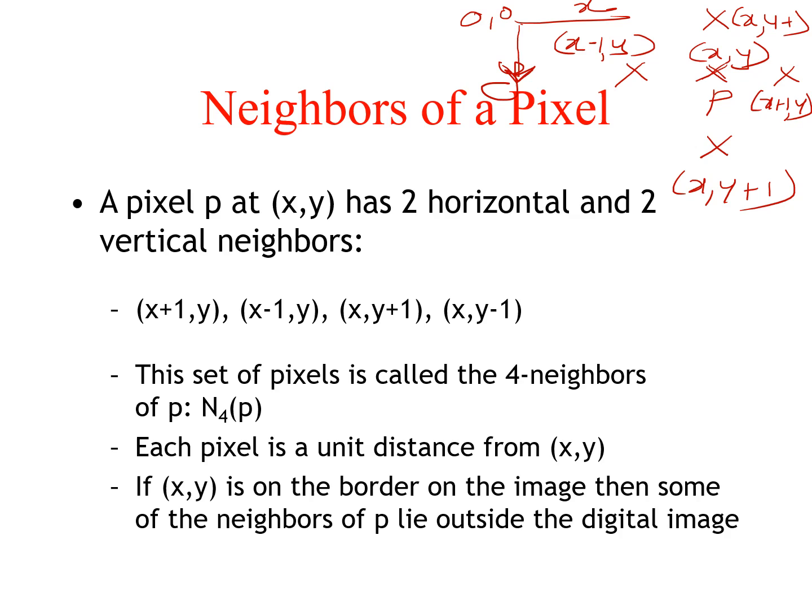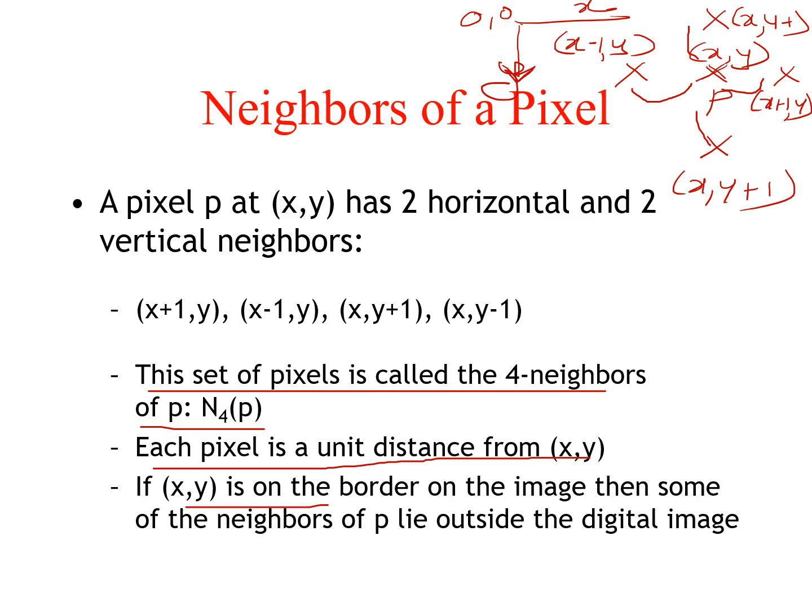So for any given pixel P having coordinates x and y, there will be two vertical and two horizontal neighbors. These two horizontal and two vertical neighbors are called the four neighbors of pixel P, and it is always represented by N4(P). So N4(P) means four neighbors of pixel P. Each neighbor is at unit distance from x, y, so the distance between any two adjacent pixels is equal, a unit distance.